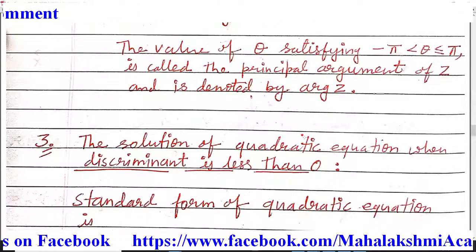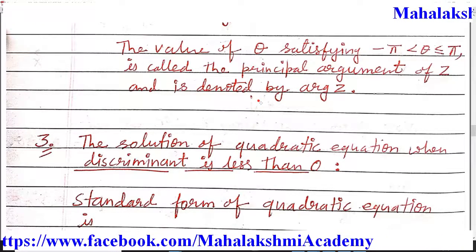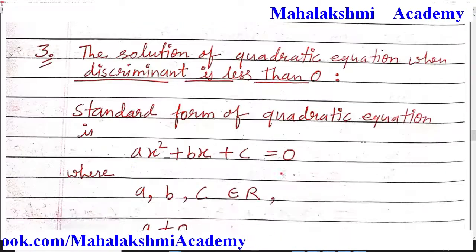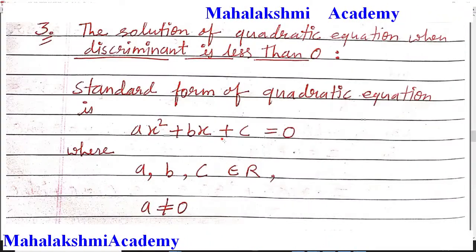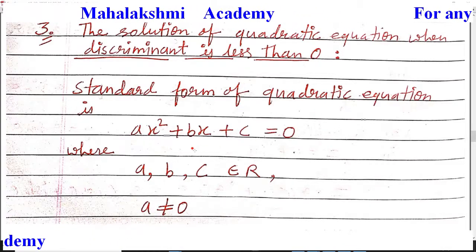Now the next topic we are going to start, that is quadratic equations with discriminant less than 0. So you already know the standard form of a quadratic equation which we used in 10th class, that is ax square plus bx plus c.